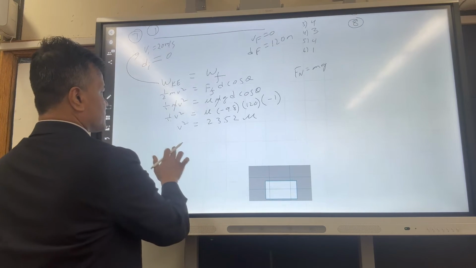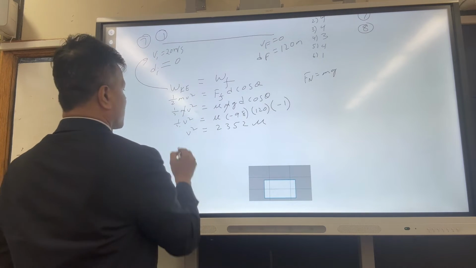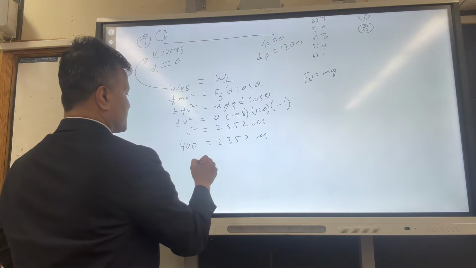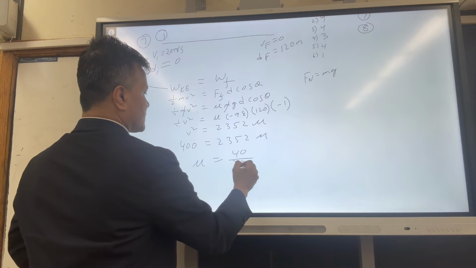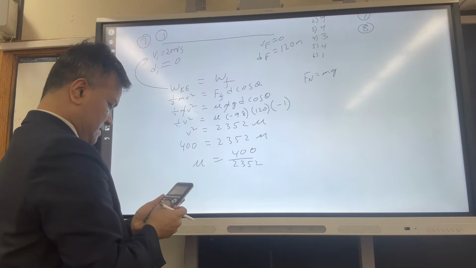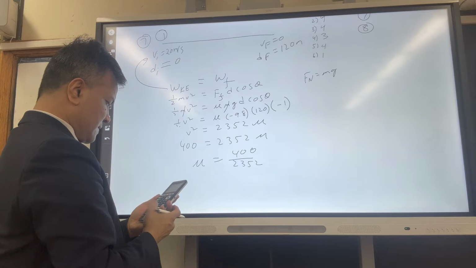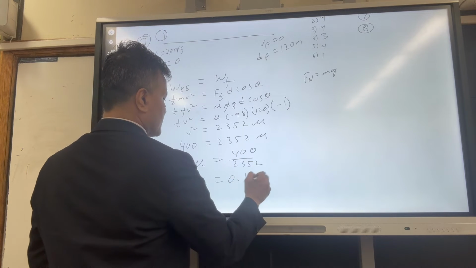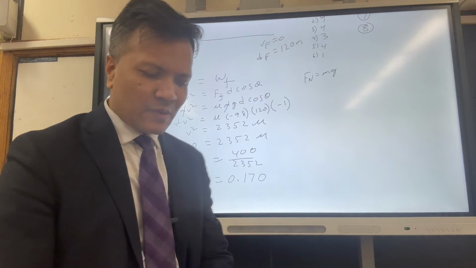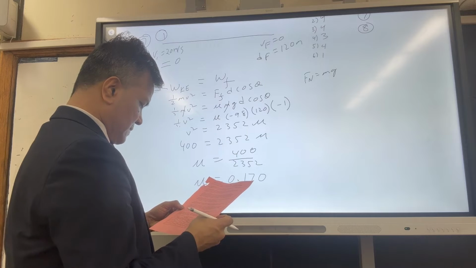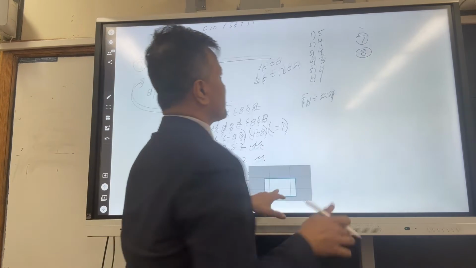So v squared is 400, and 400 is 2352 mu. So mu is equal to 400 divided by 2352, and that is 0.170. That's problem number 7. 0.170 is 2. Problem number 7 is 2.